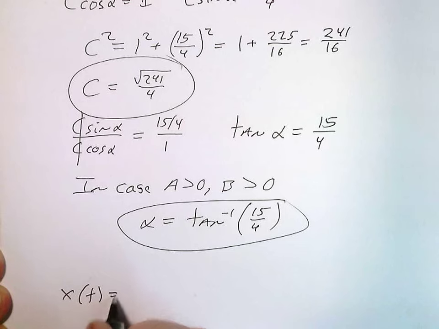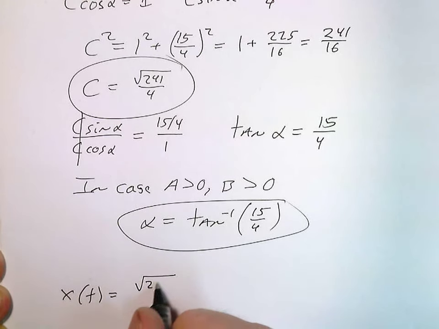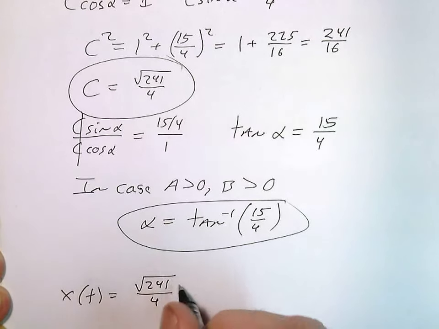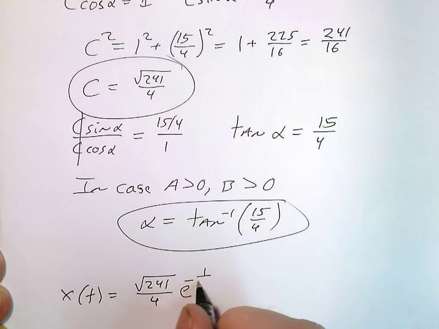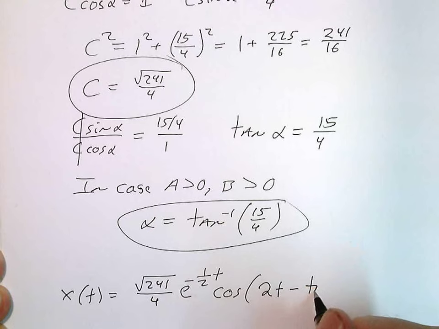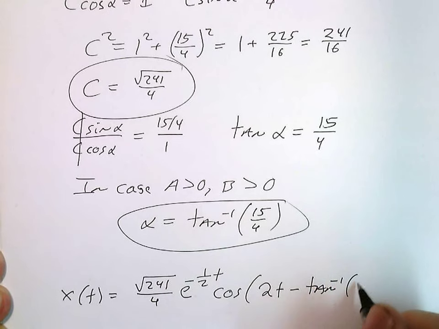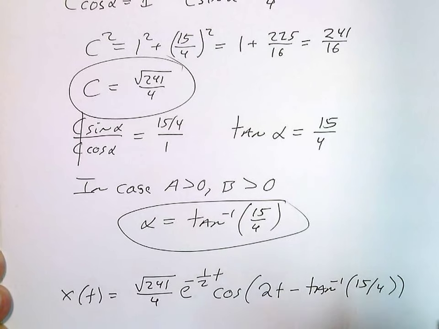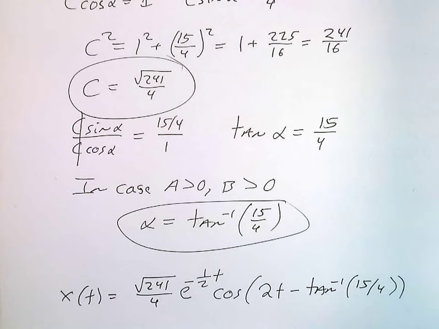x of t is square root 241 over 4 e to the minus 1/2 t. Then here I have a cosine of 2t minus the arctangent of 15 over 4. Okay, and that's my final answer. Thank you.